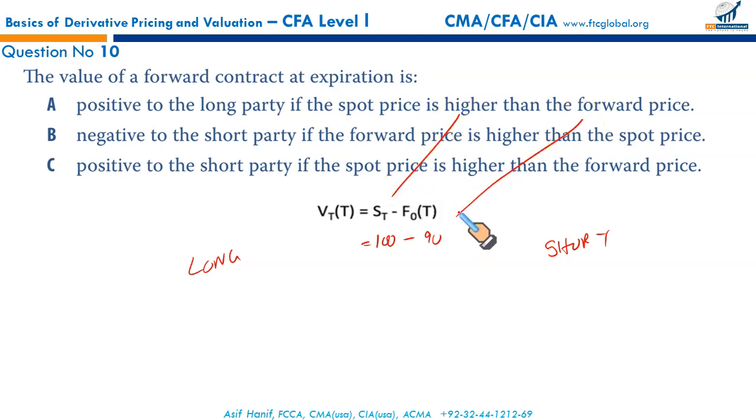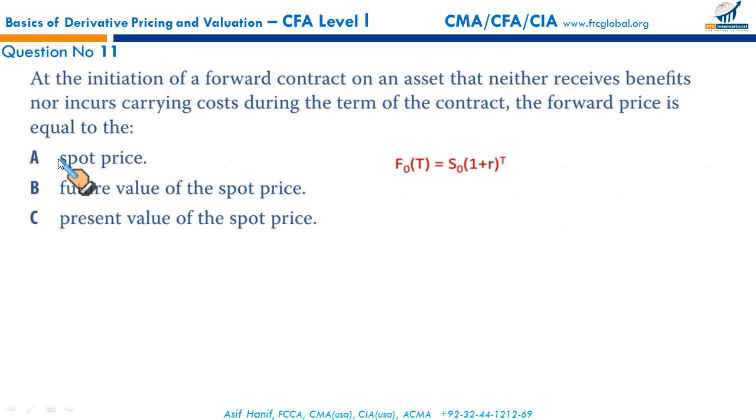And conversely speaking, if the spot price is 90 and the forward price is 100, in that case, the short party profits from receiving the higher forward price than the spot price. So in this case, we get A to be the correct option. The value of a forward contract at expiration is positive to the long party and negative to the short party. Right? So that makes A, then you can correlate options B and C accordingly. A is the right option.